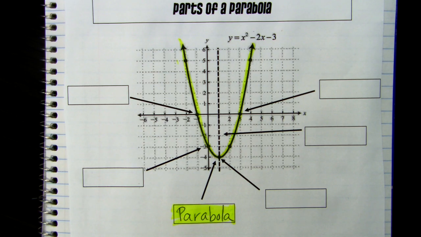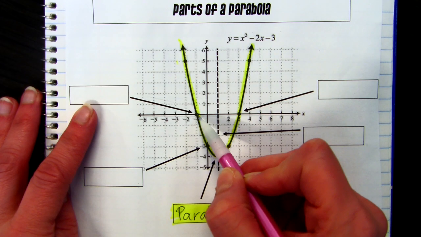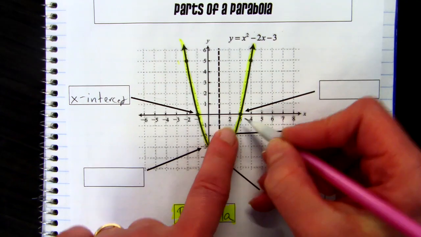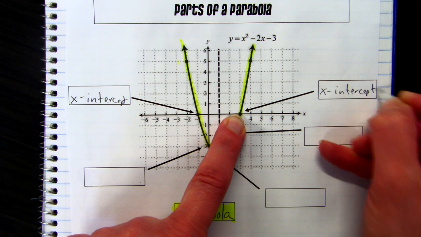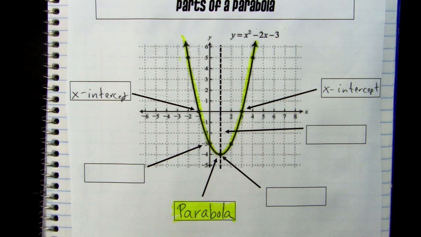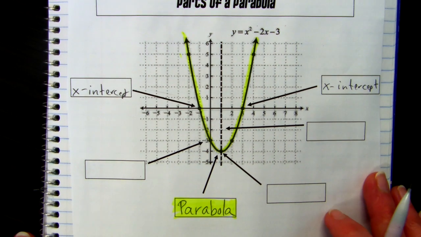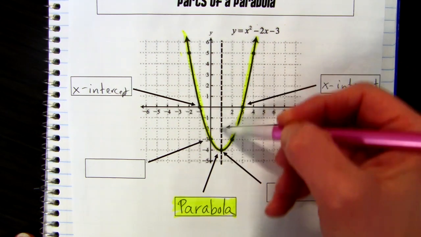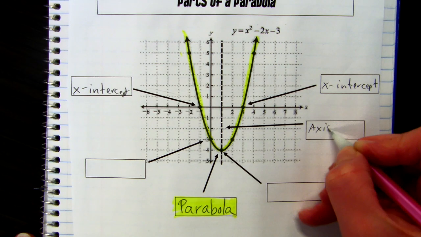Okay, so the next thing that we have, on the left side, this arrow is pointing to where it goes through the x-axis. We call that an x-intercept. This one over here is also pointing to an x-intercept. Those are going to be really important for the next batch of stuff. We will be working with quadratics for a little while, but that's the next thing you'll be looking at as far as graphs go. Then this line down the middle, do you remember what it's called? Axis of symmetry.